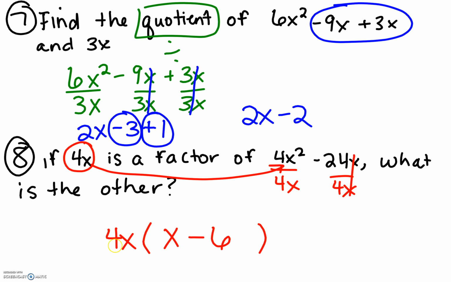So 4x is the one factor that they told us. The other factor is x minus 6. And if we took 4x times x minus 6, we would get our original 4x squared minus 24x.